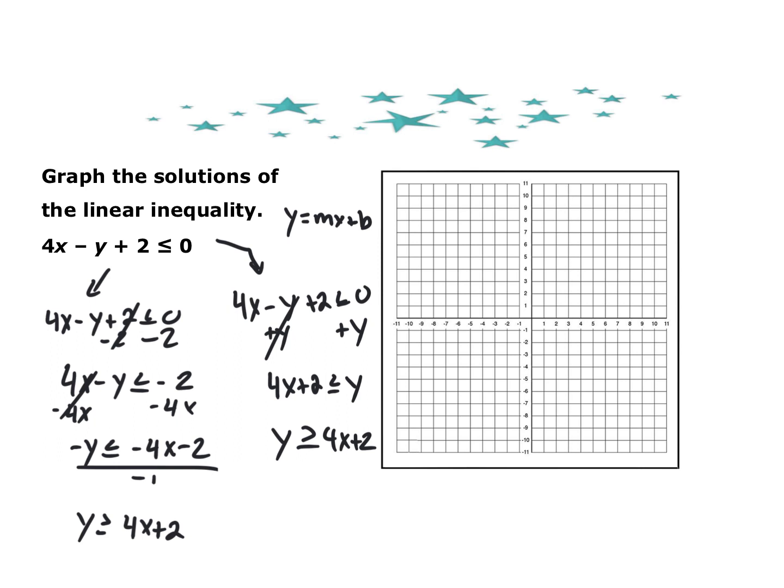Now, in order to graph this, I'm going to go ahead and plug the first point at 2. And then I'm going to do 4 points up. So 1, 2, 3, 4, and 1 to the right to do rise over run.